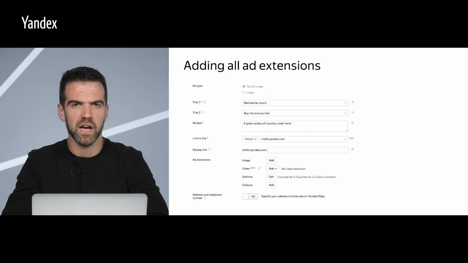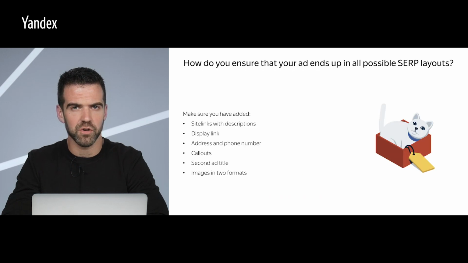First of all, you should add all additional ad extensions in the interface. How do you ensure that your ad ends up in all possible SERP layouts? By adding site links with descriptions, a display link, address and telephone number, callouts, a second ad title, and images in 2 formats.